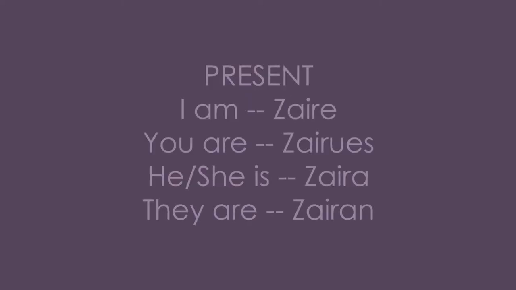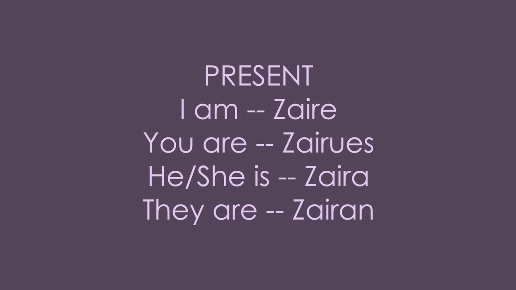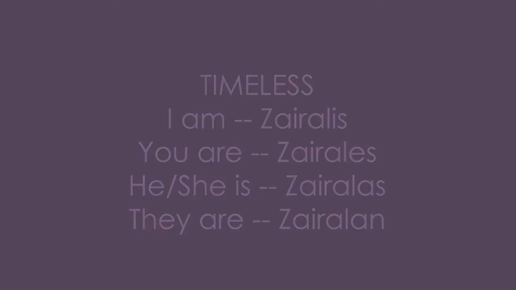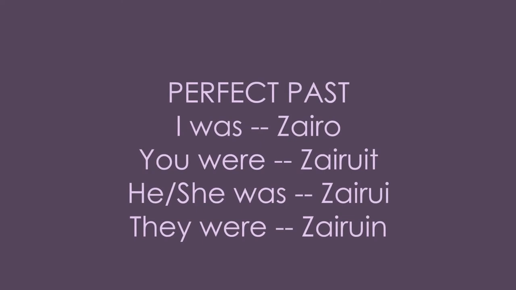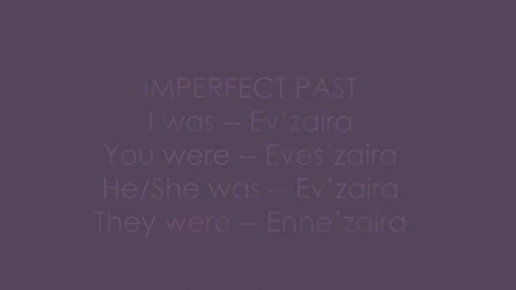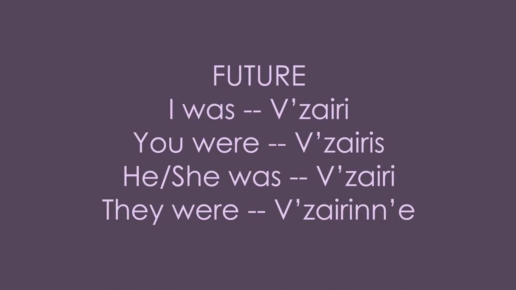So that's zer, zers, zera, zeran. And then timeless, zeralis, zerales, zeralas, zeralan. Perfect past, zero, zerut, zeru, zerun. Imperfect past, evzera, evzera, evzera, enzera. Future, vzeri, vzeris, vzeri, vzerine.